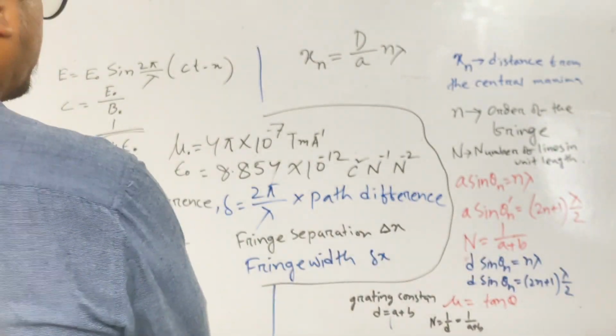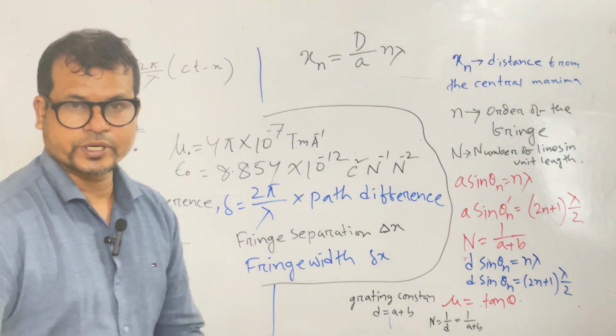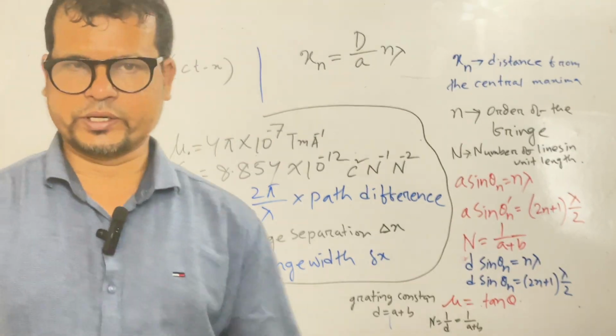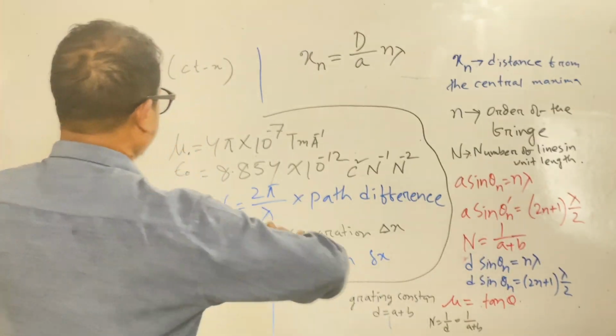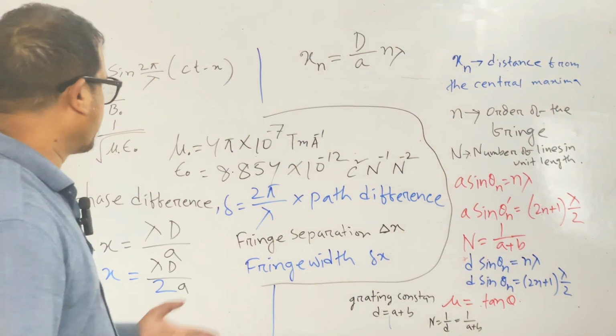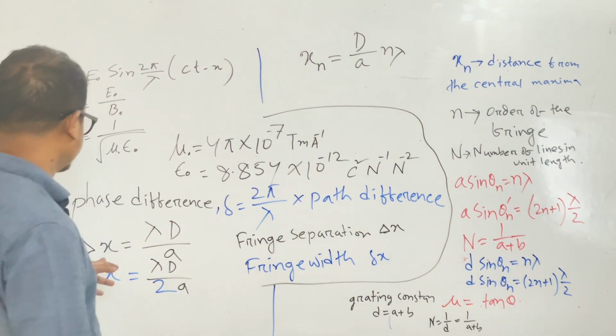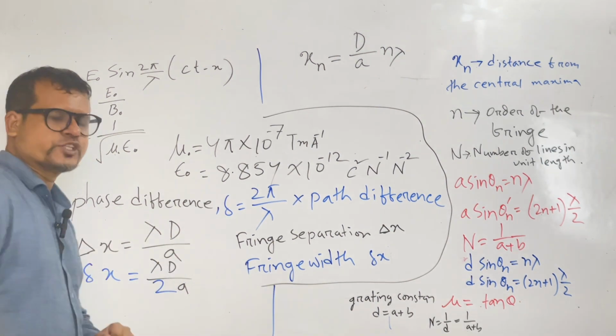Assalamu alaikum. Now I will discuss optics. From this chapter, I have written these formulas, which are very important. First I want to start from del x equals lambda D over small a.